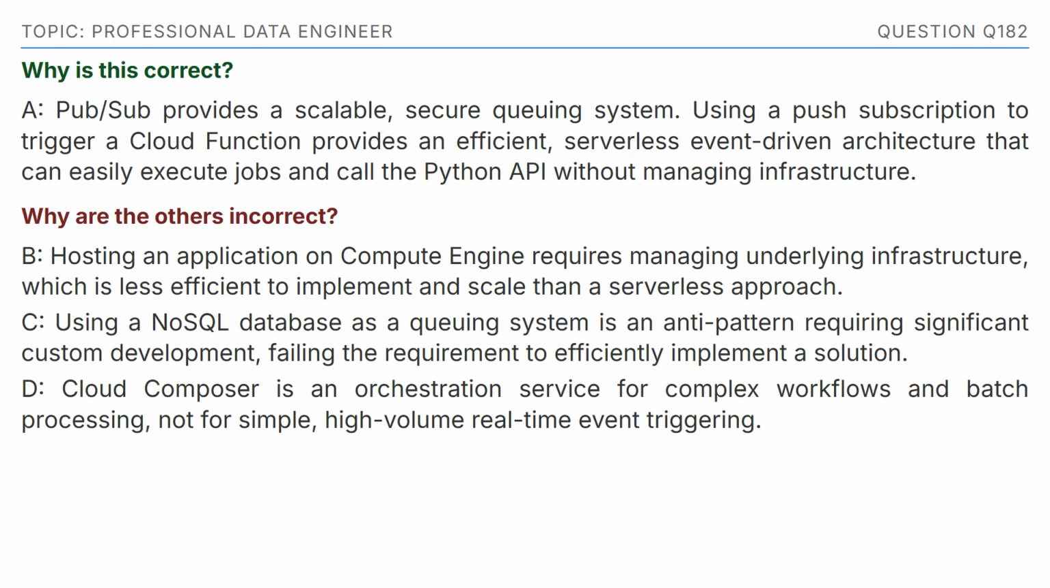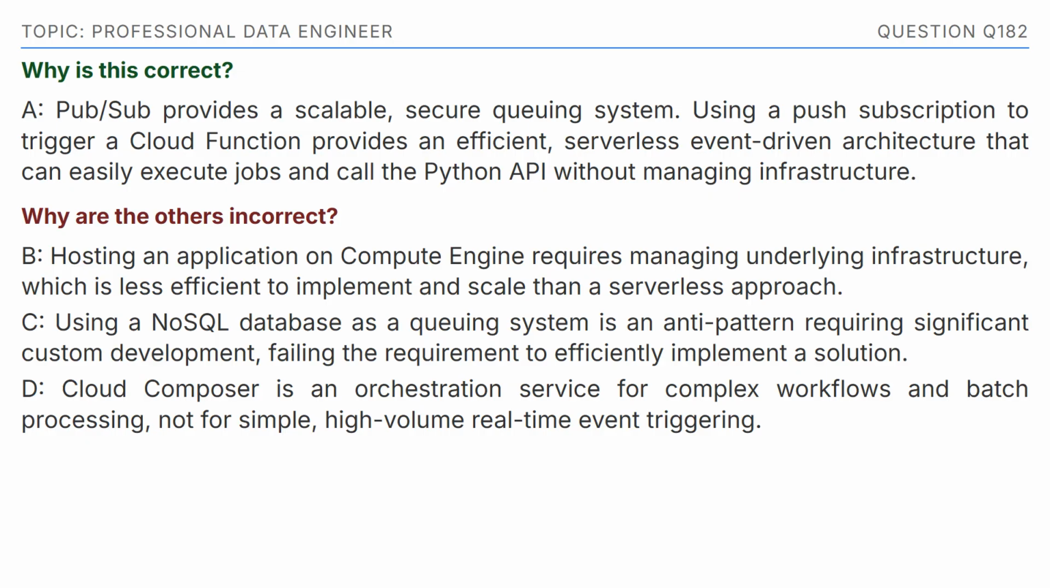A. Pub/sub provides a scalable, secure queuing system. Using a push subscription to trigger a cloud function provides an efficient, serverless event-driven architecture that can easily execute jobs and call the Python API without managing infrastructure.